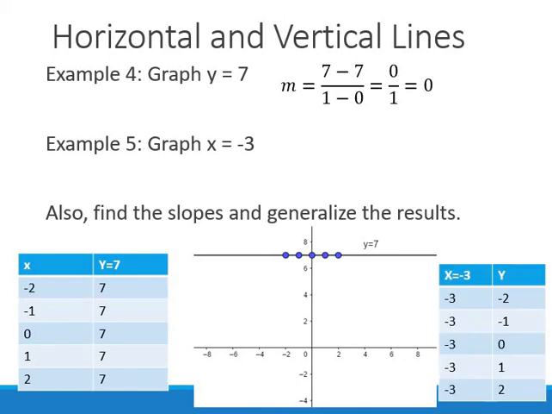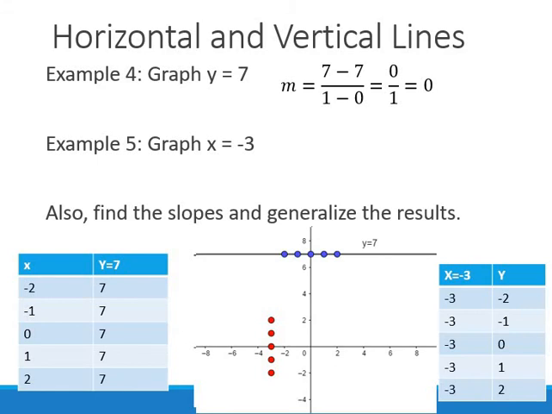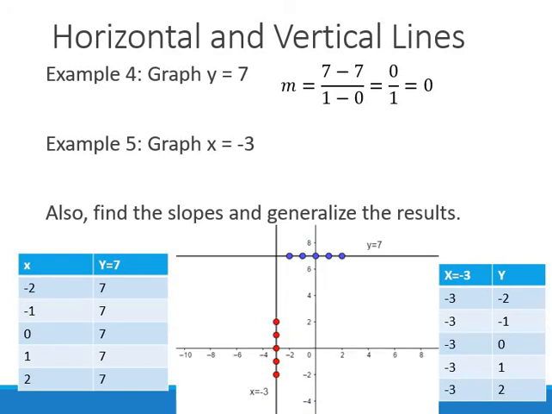x equals -3. I can make a table. I can't pick any x values I want, though, because x equals -3, but we could have any y values we want. So again, I've taken -2 to 2. If I plot those, if we always move -3 in the x direction, we wind up on a vertical line through x equals -3. So x equal to a constant will be a vertical line with an x-intercept at that constant. And the slope, you wind up getting 0 on the bottom, which is undefined. You can't divide by 0.